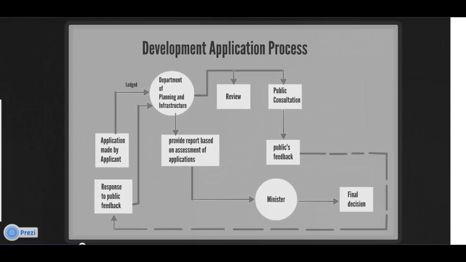Here is the process of DA. Land Lease lodges the application with DPI. The DPI then reviews whether the information in the application is sufficient and holds public consultations to gain the public's feedback. After reviewing the application with the public's feedback, Land Lease was asked to provide a response to the public's feedback, the preferred project report. DPI submitted the written report about the assessment of the application to the Minister for decision.